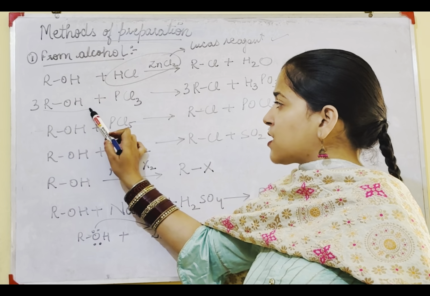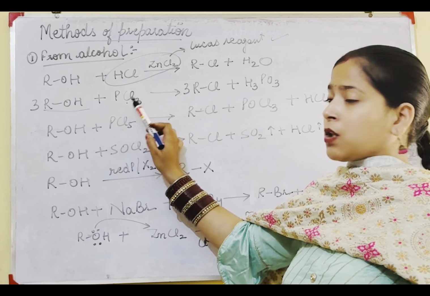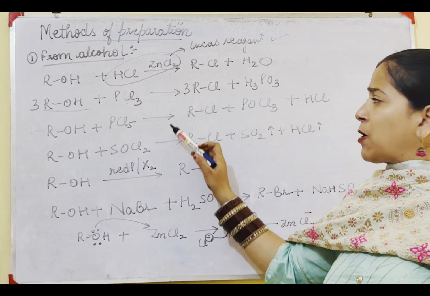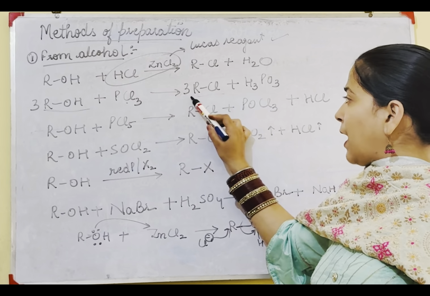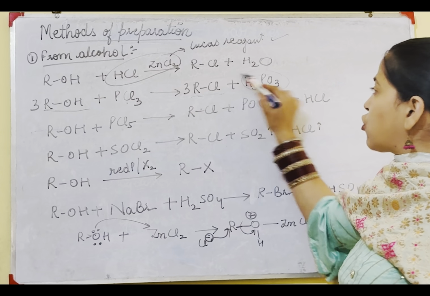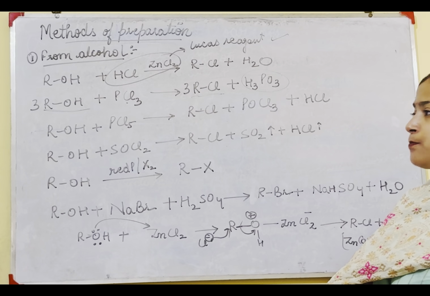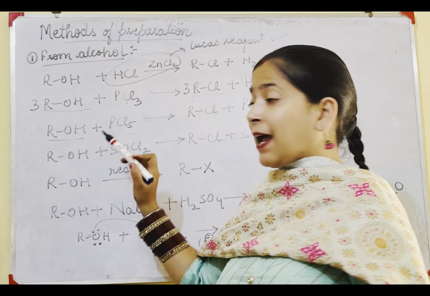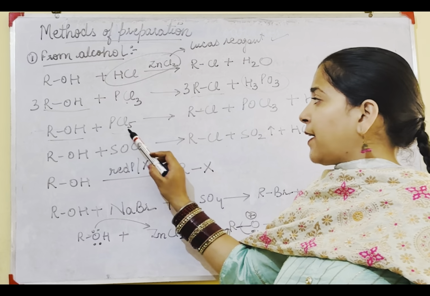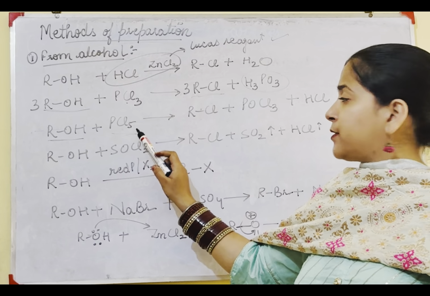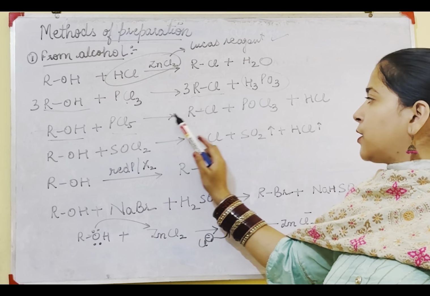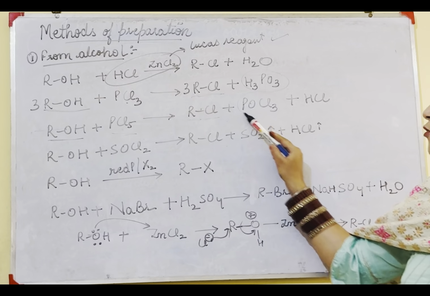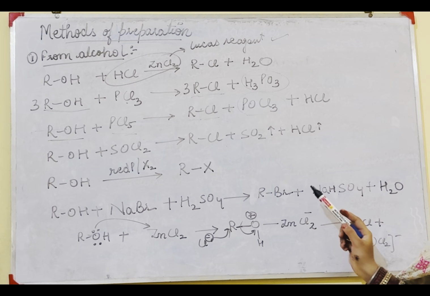Next is when this alcohol reacts with PCl3. This is phosphorus halide. Instead of Cl, any halide can be used. It will form alkyl halide along with the evolution of phosphorous acid. Next, when it reacts with phosphorus halide again, but this halide is phosphorus pentachloride, again alkyl halide will form, but in this case POCl3 will be eliminated.